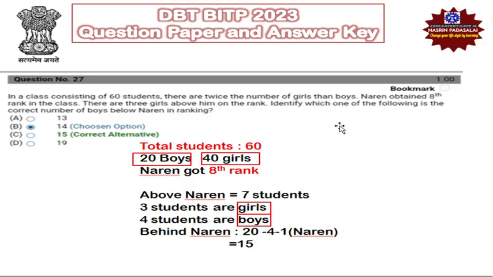Okay, so the question is that identify which of the following is the correct number of boys below Narayan. Okay, so they are asking only boys. So totally 20 boys were there in the classroom. So 20 minus 4 minus 1. So minus 1 is for, we are counting Narayan, who is also a boy. So correct answer is 15.